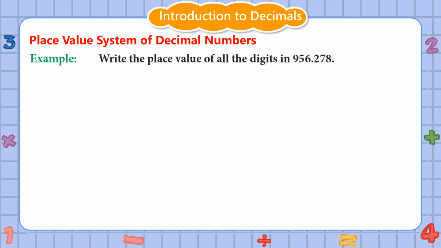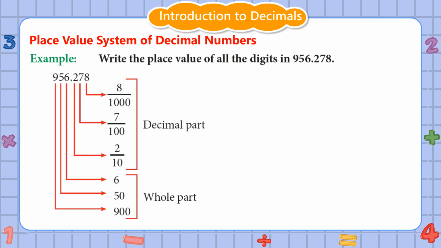Example. Write the place value of all the digits in 956.278. The place value of 9 is 900. 5 is 50. 6 is 6. 2 is 2 upon 10. 7 is 7 upon 100. 8 is 8 upon 1000.